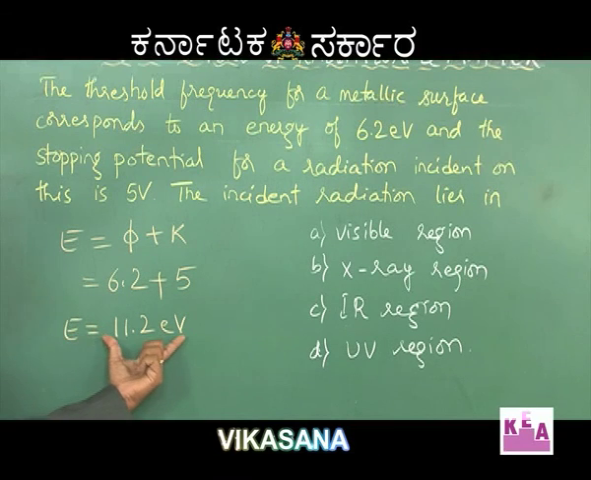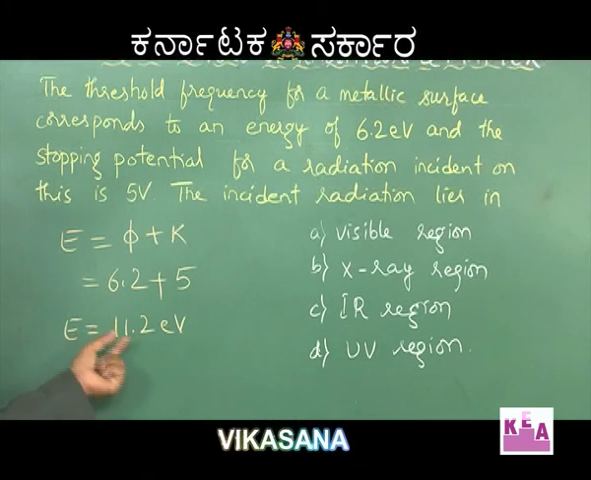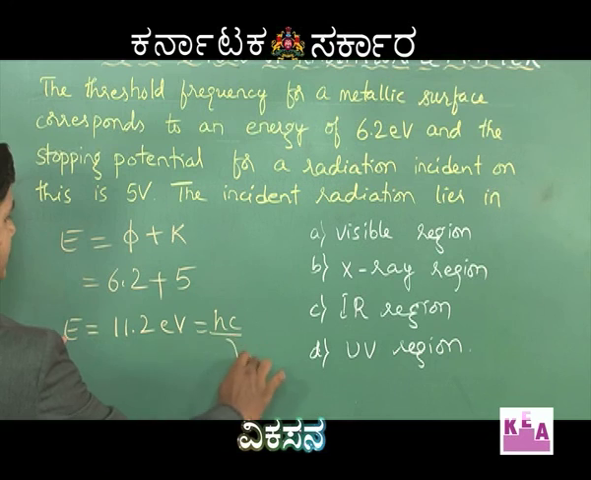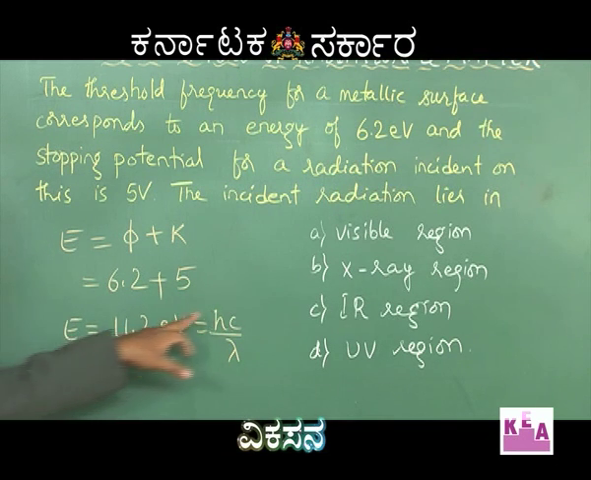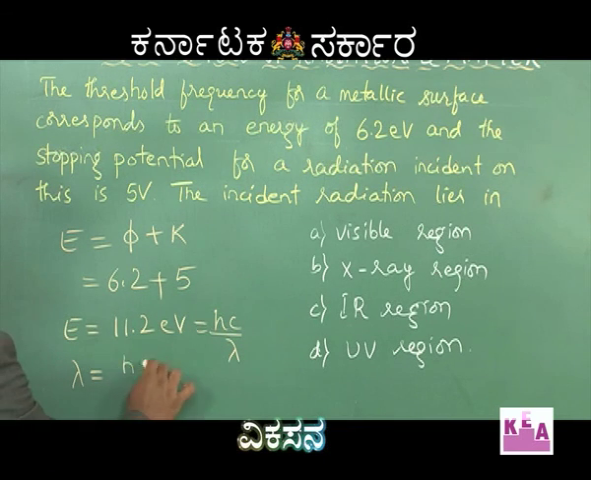But do we directly know to which region of electromagnetic spectrum this belongs? No. To decide that, you need to find its wavelength. For which I'll equate this to hc by lambda. This is incident energy expressed in terms of wavelength. So using this I'll get my wavelength value. So wavelength is equal to hc divided by 11.2.